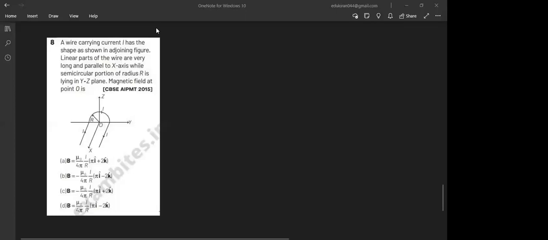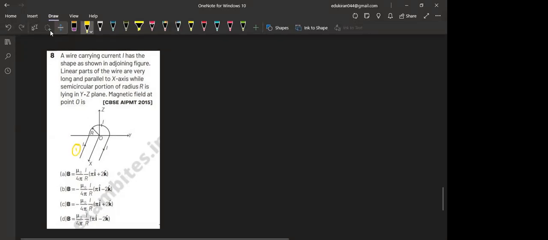No, Marita. Wrong answer. See, a wire carrying current I has the shape as shown in the adjoining figure. Linear parts of the wire are very long and parallel to the x-axis, while the semicircular portion of radius r is lying in the YZ plane. You have to find the magnetic field at point O. Let us divide it into 3 parts. This is the first part, this is the second part, and this is the third part.